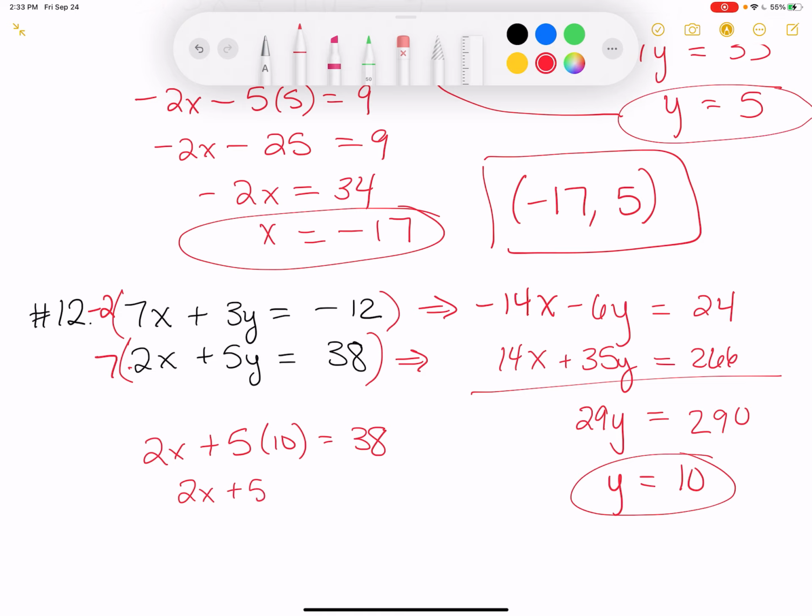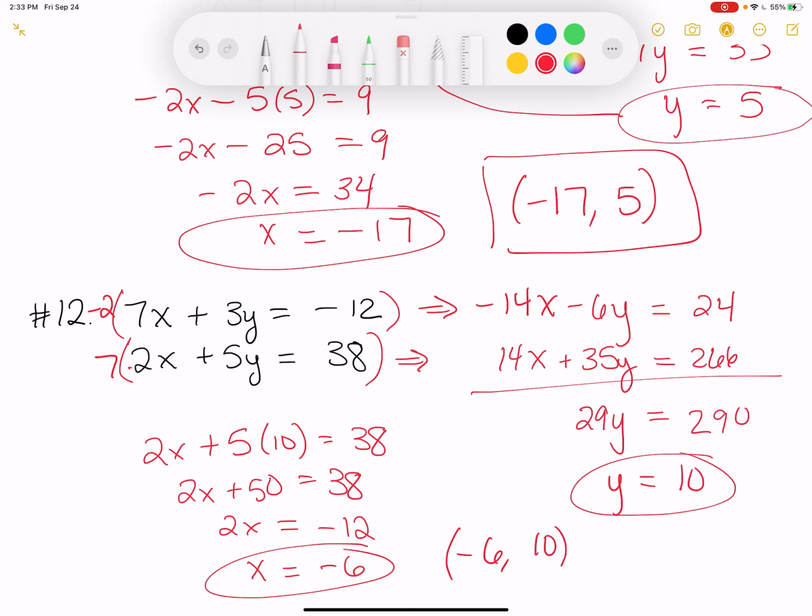2x plus 50 equals 38. I'm going to subtract the 50. The 2x is equal to -12. x equals -6. So my ordered pair is (-6, 10).